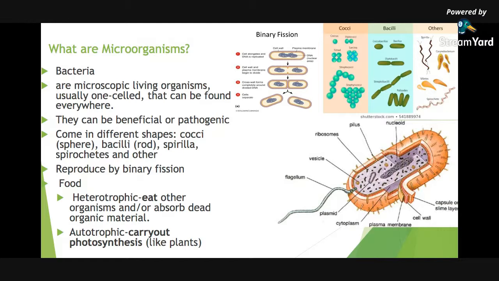Bacteria reproduce by binary fission, which means they split themselves. That's how they go about reproducing. They consume. There are some that are heterotrophs. They eat other organisms or absorb dead organic matter. And there are some that are autotrophic, which means they carry out photosynthesis like plants, so they have chloroplasts and things in them. They are able to carry out photosynthesis. But for the most part, most bacteria are heterotrophs, which means they have to feed on something else to survive.